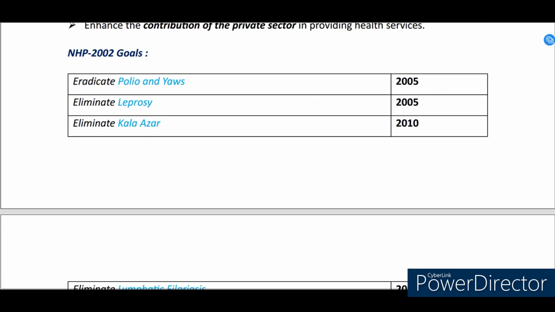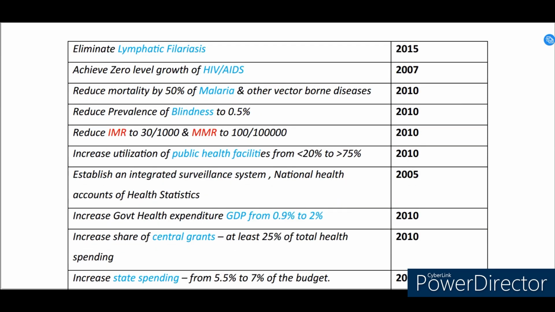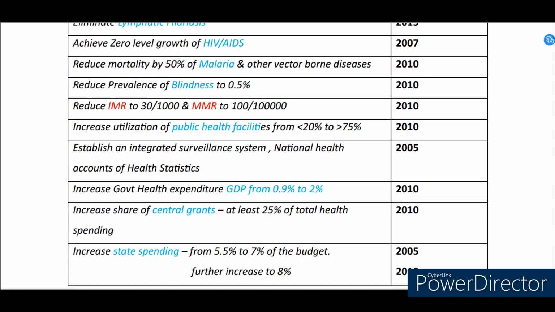These are the goals of NHP 2002: eradicate polio and yaws by 2005, eliminate leprosy by 2005, Kala Azar by 2010, lymphatic filariasis by 2015, achieve zero level growth of HIV/AIDS by 2007, and by 2010 reduce the mortality of malaria by 50%, reduce the prevalence of blindness to 0.05%, IMR to 30 and MMR to 100, and increase the utilization of public health facilities from the existing, which is less than 20%, to more than 75% by 2010. Increase the government health expenditure to GDP from 0.9% to 2% by 2010.